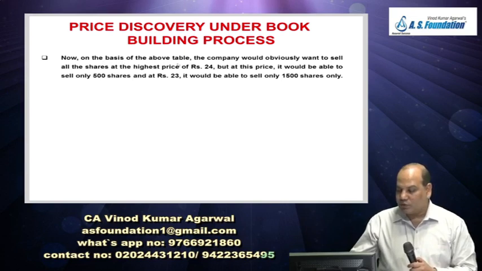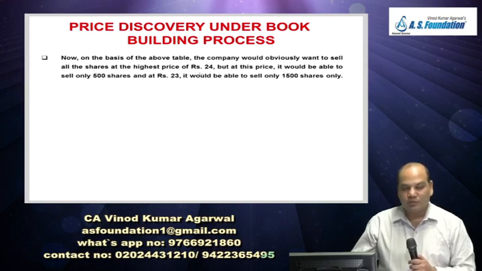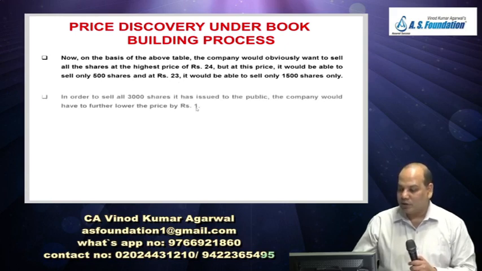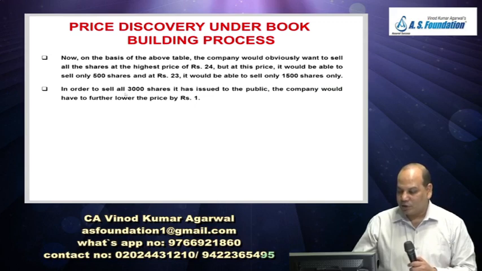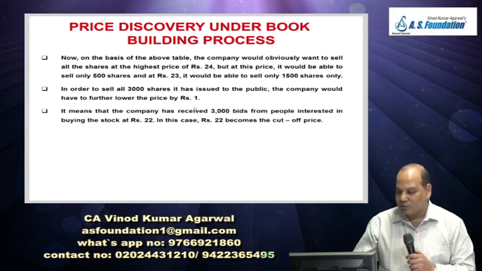Now on the basis of the above table, the company would obviously want to sell all the shares at the highest price of rupees 24. But as you see, at this price it will be able to sell only 500 shares, and at rupees 23 it can sell only 1500 shares. Therefore, in order to sell all 3000 shares it has issued to the public, the company would have to lower the price by rupees 1.